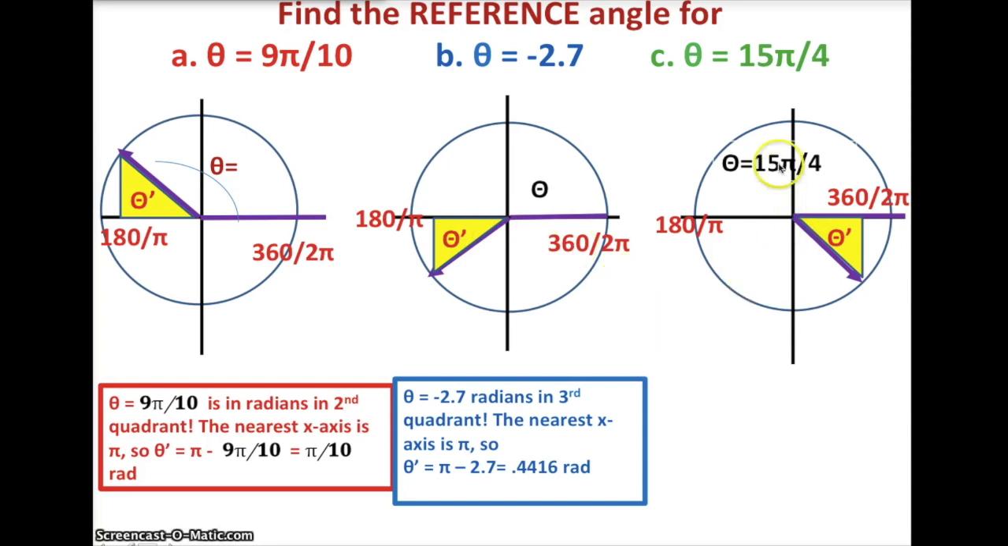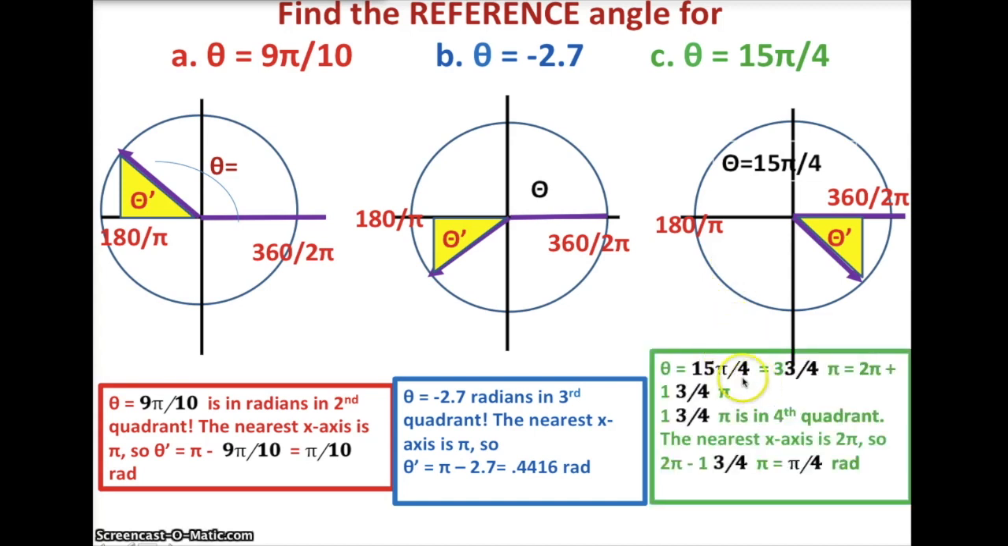The next one is in radians: 15 fourths pi, or 15 pi over 4. A little more difficult here. We'd have to figure out what quadrant that's in. And to do that, you would divide 4 into 15, and you would get 3 3/4 pi. You would take out 2 pi, which is one full circle, and the remaining part of the circle would be 1 3/4. So 1 pi would be over to here, and 3/4 more would be over to the fourth quadrant there. So the nearest x-axis is 2 pi after eliminating one full rotation.